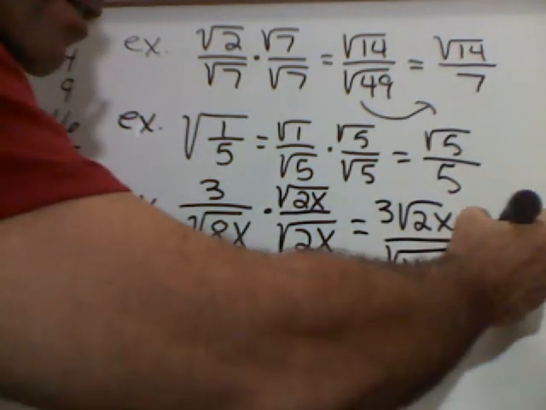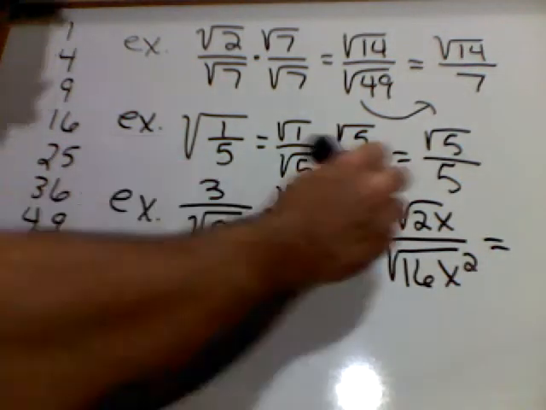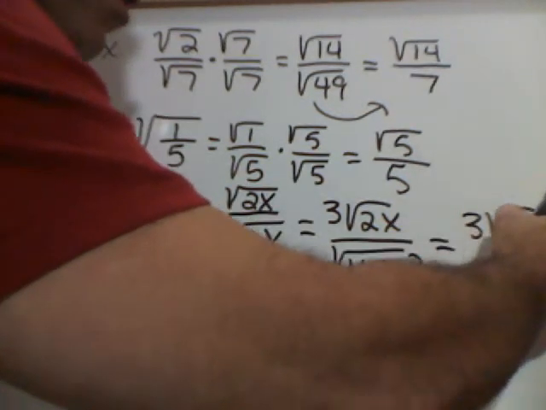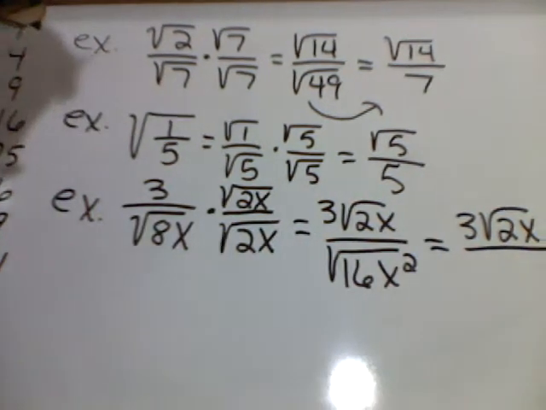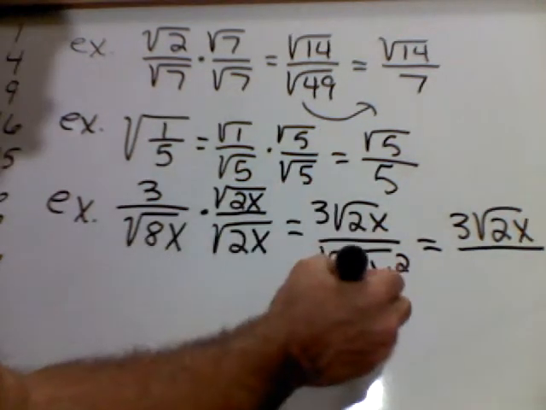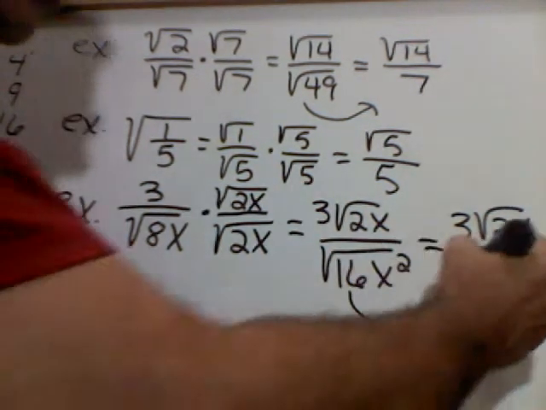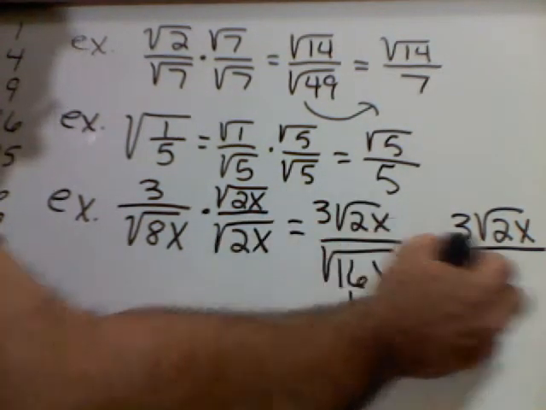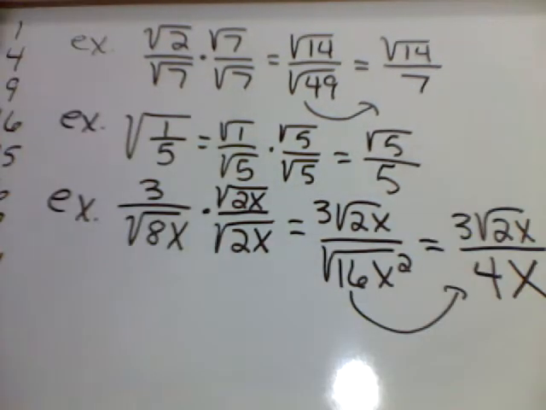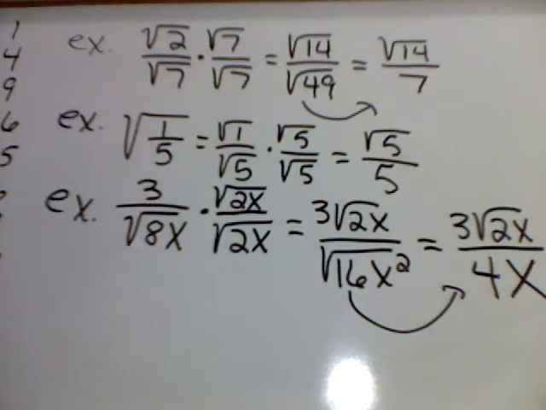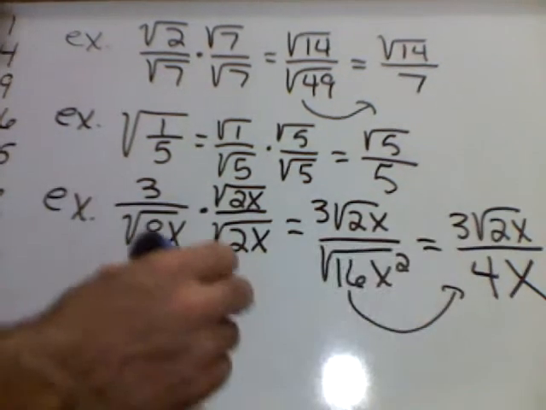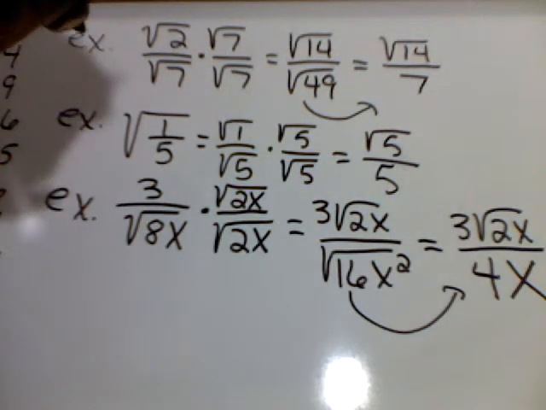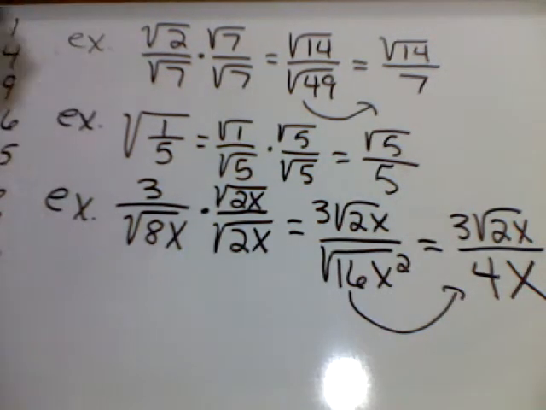I cannot do anything on my top at the moment, so that's going to stay 3 square root of 2x. But look at the bottom. Square root of 16 is 4. And I have an x squared. 2 goes into 2 one time, so my x comes out. Notice this does not simplify because anything under a radical does not simplify with anything outside of the radical. Next example.